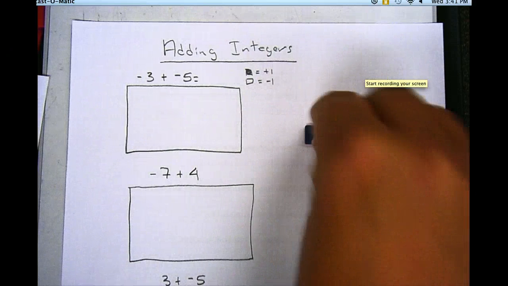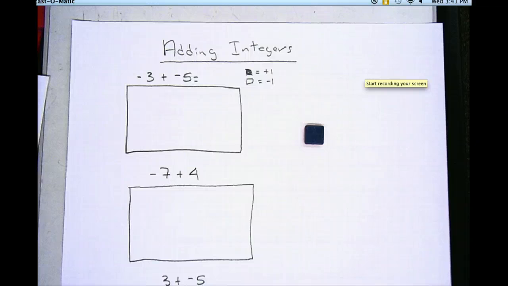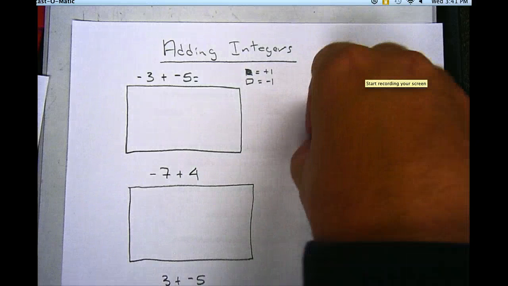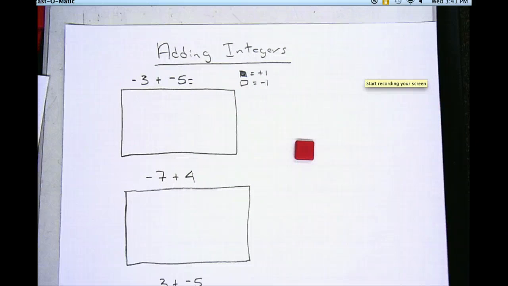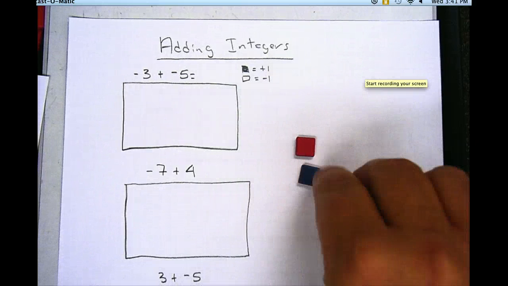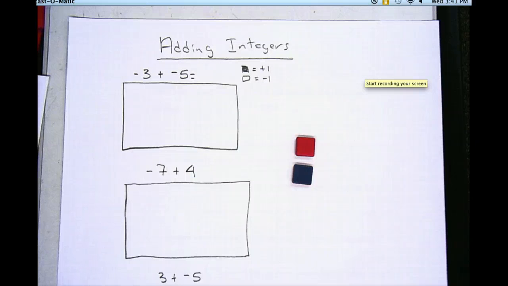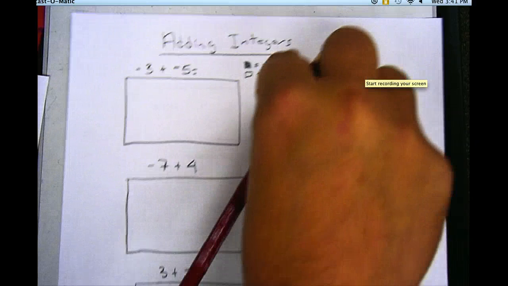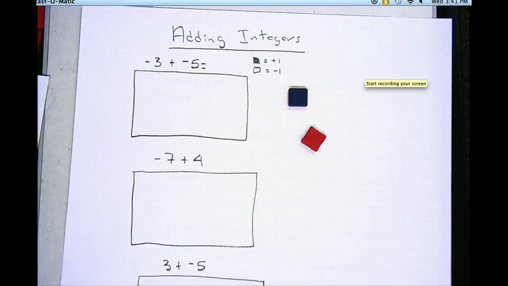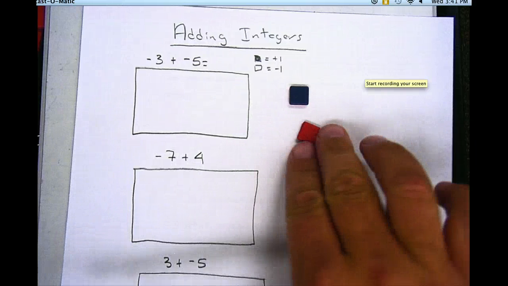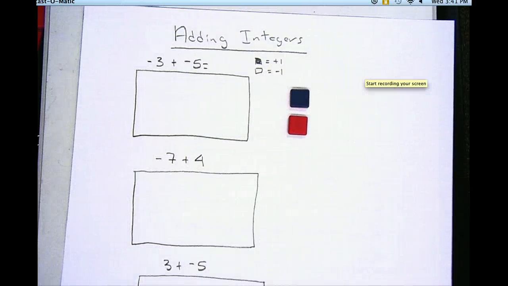And I flip it over, if you notice it has two colored sides. I have one side that is blue and one side that is red. The blue side I'm going to call a positive 1. So the blue side is going to be a positive 1. The red side is going to be -1.